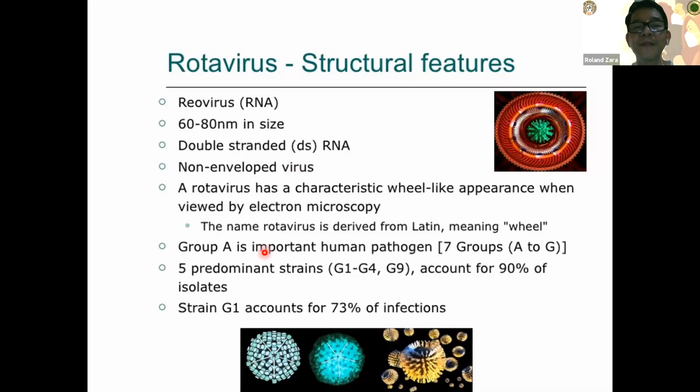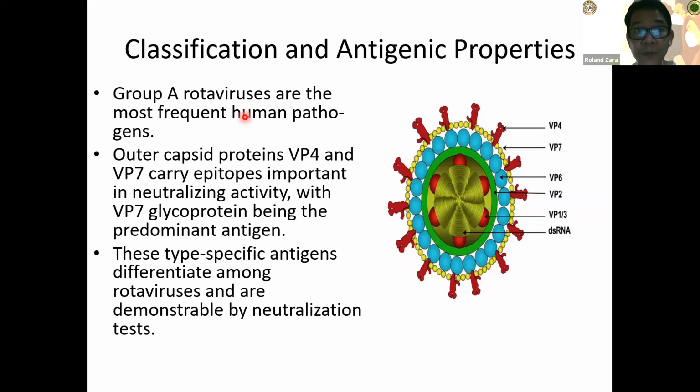Group A, as I've said, is the most important human pathogen, and there are 7 groups, A, B, C, D, E, F, G. And there are 5 predominant strains: G1, G2, G3, G4, and G9, which account for 90% of the isolates. G1 accounts for 73% of infection. So among the most common strains of your rotaviruses is G1. Your group A rotaviruses are the most common cause of infantile diarrhea.